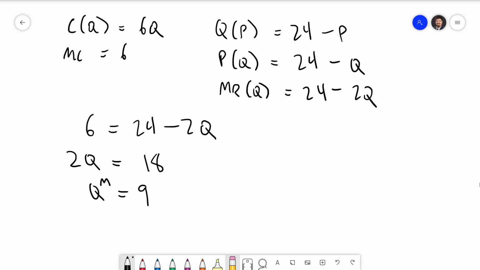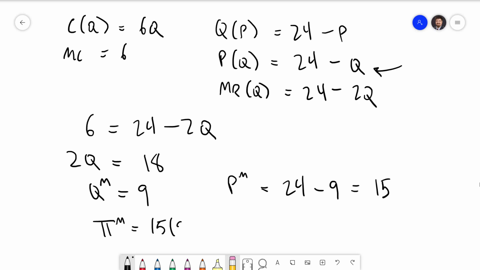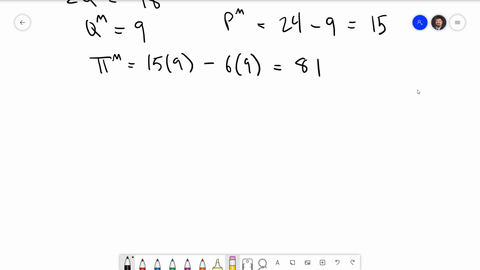To find the corresponding monopoly price, I'm going to plug that quantity of 9 into our inverse demand function right here. So we're going to get 24 minus 9 equals 15. The profit that the monopolist is going to make is revenue minus cost. So revenue is 15 times 9, and total cost is just 6 times 9. And that comes out to 81. Next, I will draw a graph of our market and then calculate the deadweight loss.